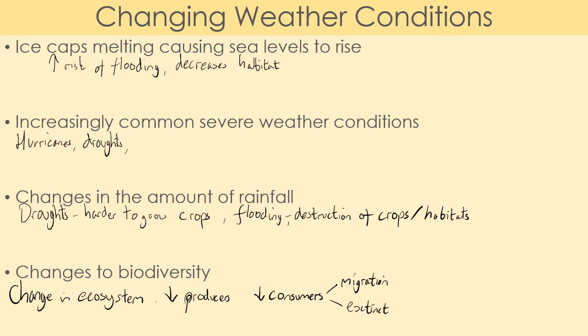They cannot survive. We also get, with severe weather conditions, if we have droughts, it can get too hot. They cannot adapt to the environment. So change in the environment as well. And our animals can't adapt. They can't adapt, they will go extinct.